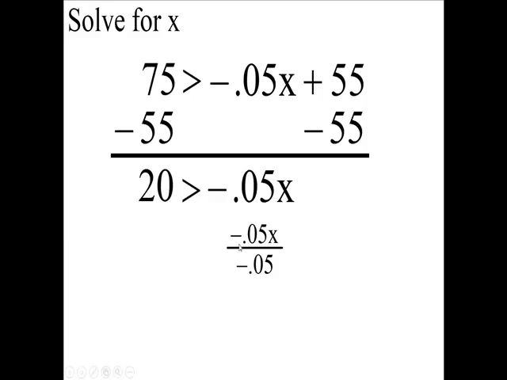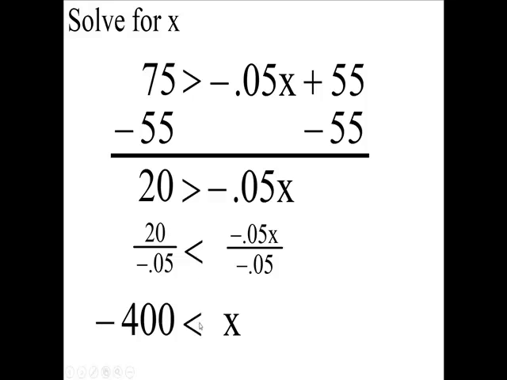Now, when we divide by a negative, what happens to this sign? It changes, doesn't it, when we divide by a negative? So we're going to have 20 over negative 0.05, okay? So you're going to get x, and this stays the same. If you take 20 divided by negative 0.05, it goes 400 times. It's negative, and keep this as a less than sign.